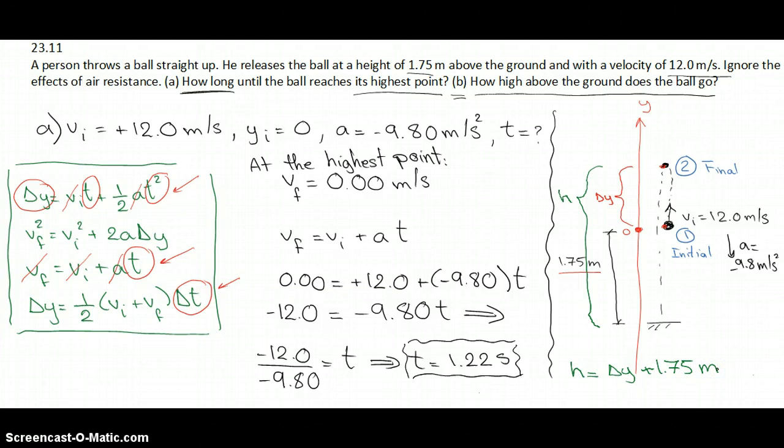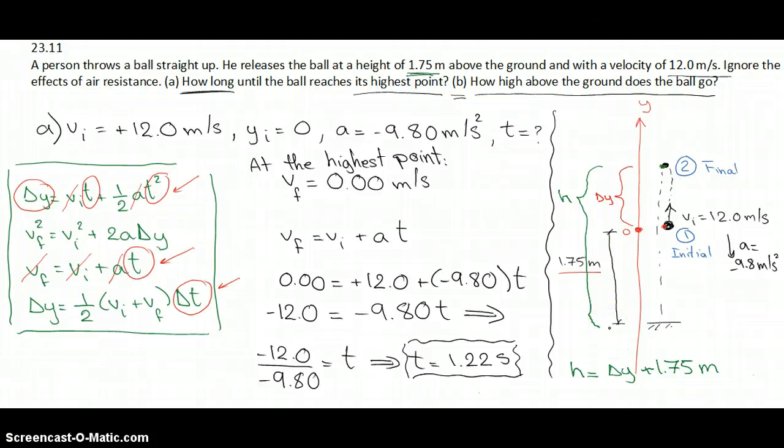So again, they want the height of the highest point, but not from the origin, from the ground. Well, I know that the origin is 1.75 meters above the ground. So if I find how far the highest point is from the origin, I can just add 1.75 and I have my total height.